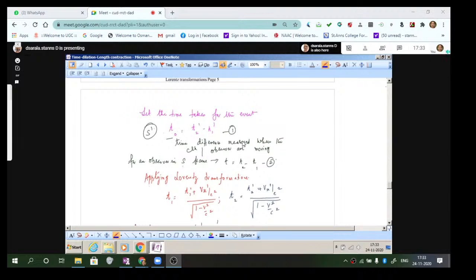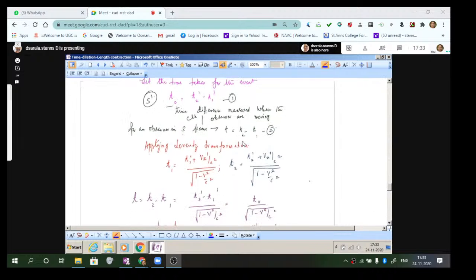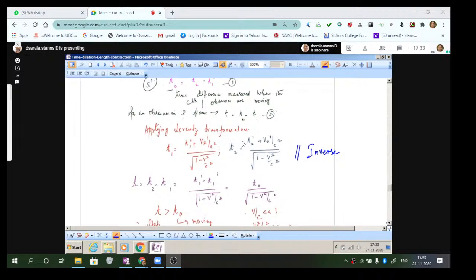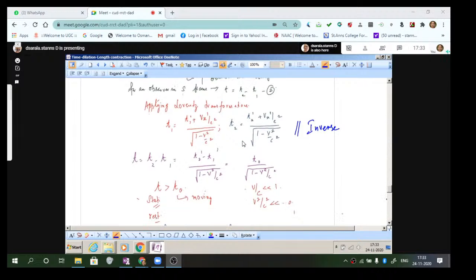And again applying the Lorentz transformation equations, the inverse transformation equations, you can write t1 like this and t2 like this. These are the inverse transformation equations that we are applying. And t is equal to t2 minus t1. So use these relations. What you get is this. Now again, since v by c is very much less than 1, because c is the velocity of light, this is the highest. So v by c therefore will be less than 1, and this is further less than 1. So it appears as though t is greater than t naught.